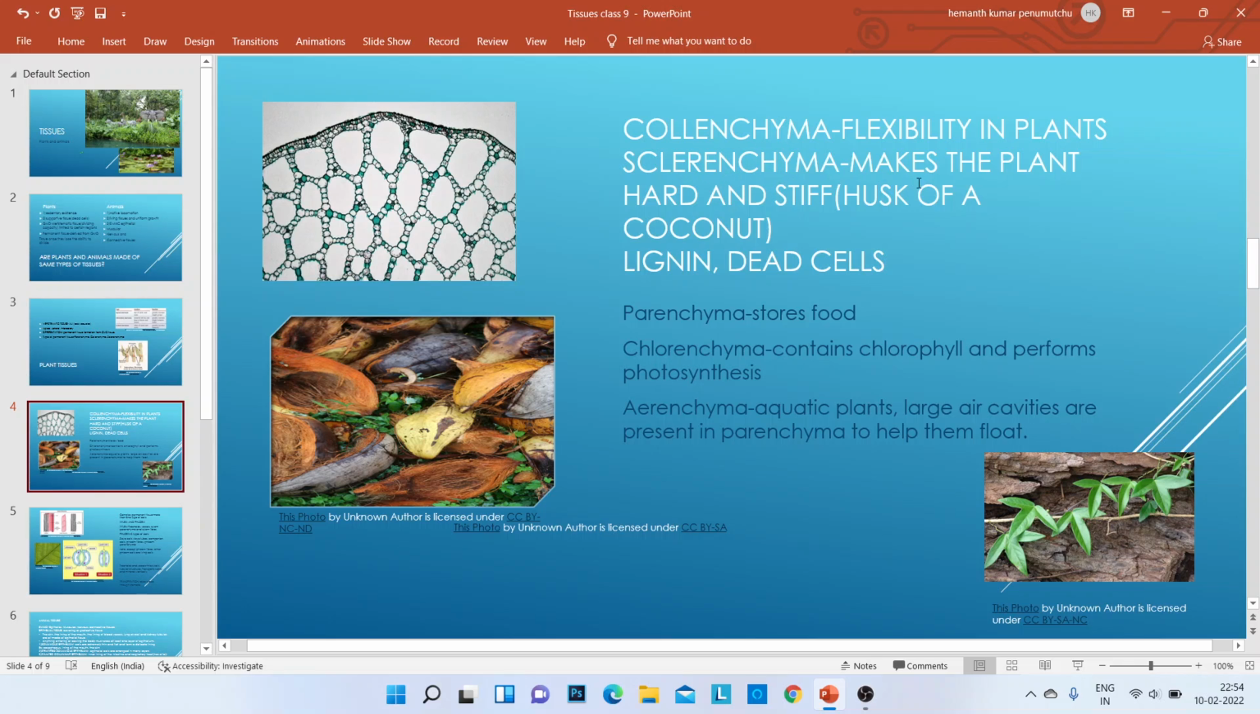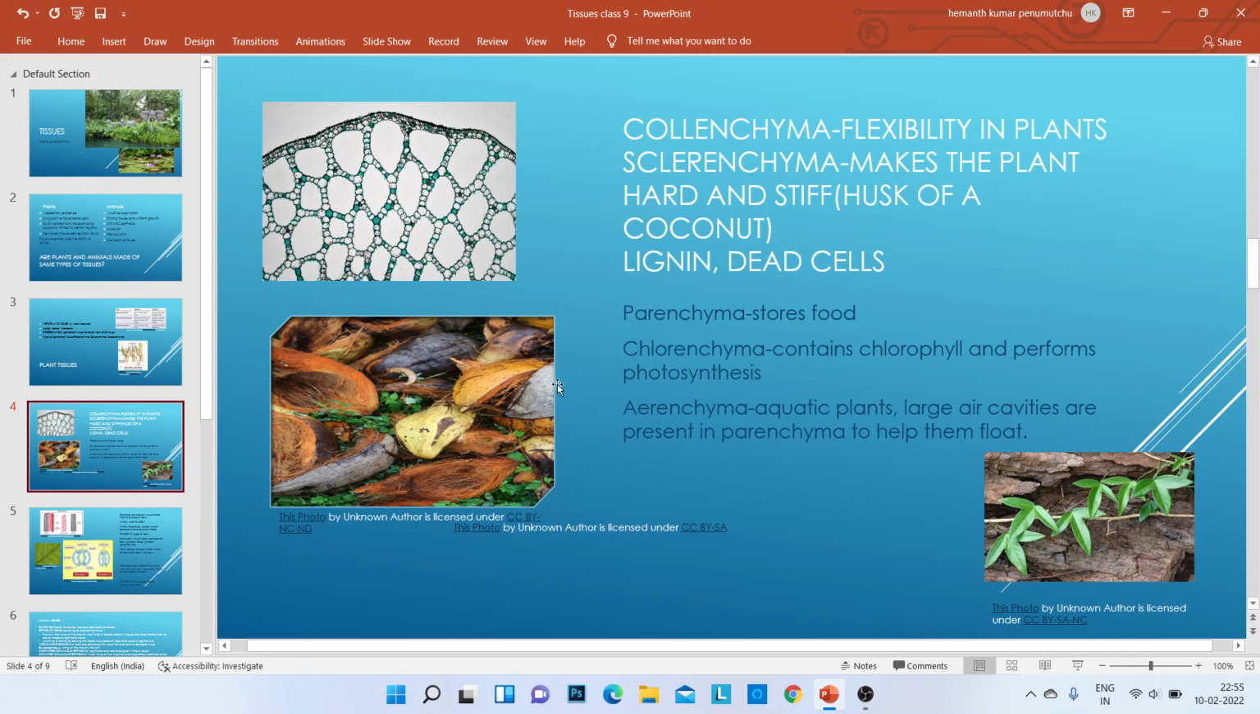And sclerenchyma makes the plant hard and stiff. That means sclerenchyma gives strength. S for strength. This is the husk of a coconut. Very hard. This is made of sclerenchyma. And another thing is lignin and dead cells. Sclerenchyma is made of dead cells. This complete husk of a coconut is made of dead cells only, because sclerenchyma is made of dead cells. And another component, lignin, is present in sclerenchyma. Just remember, lignin is present in sclerenchyma.